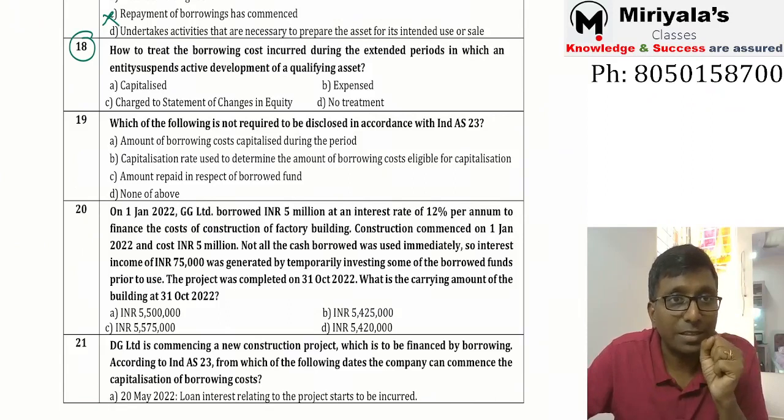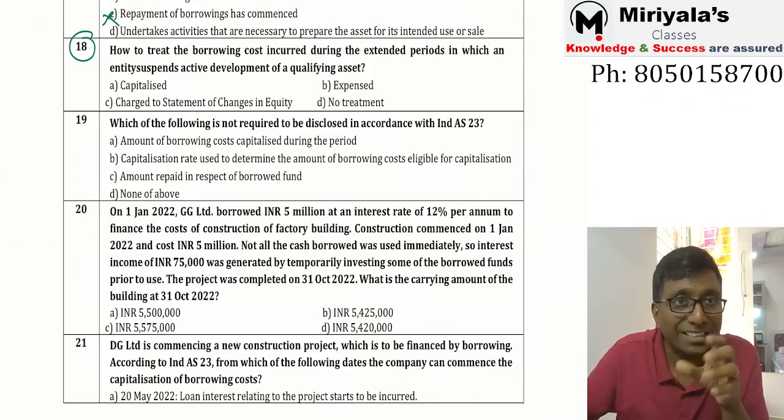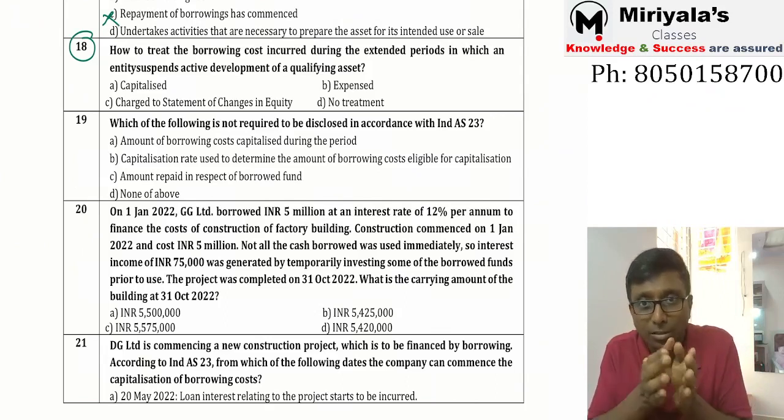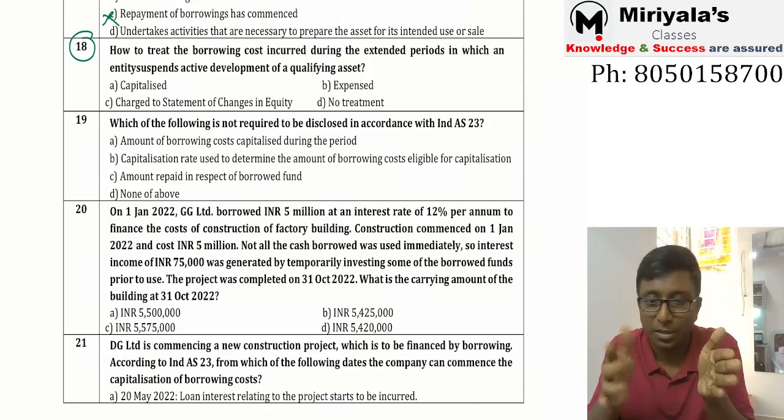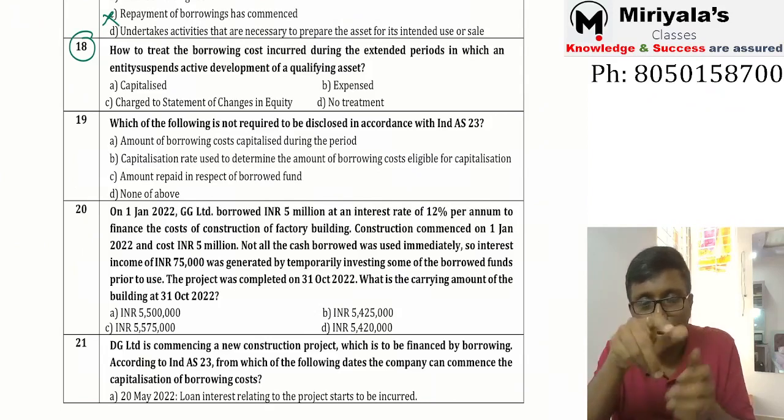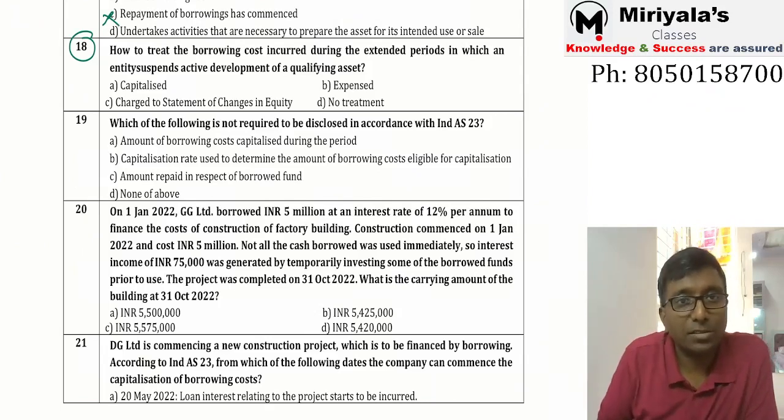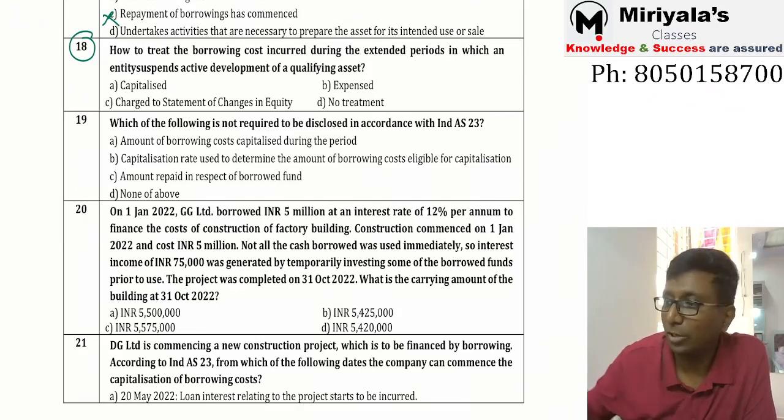So 18th bit. Now, how to treat the borrowing cost incurred during the extended period in which the entity suspends active development of a qualifying asset? See, what is it telling? Borrowing cost incurred during the extended period in which the entity suspended the active development. There are no activities going on in this period. Whatever the borrowing cost incurred in this period, what should I do? Shall I capitalize? Shall I charge? Shall I charge to statement of changes in equity? It is during the suspension time. Correct na? Suspension time, what I taught you?